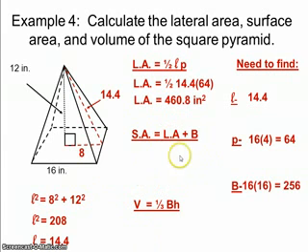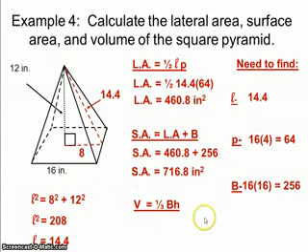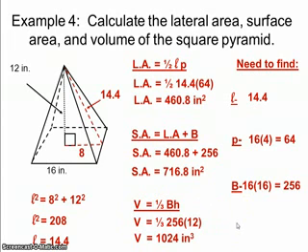Surface area is the lateral area plus the base, which we found over here. Add those together. Surface area is 716.8 square inches, and the volume is 1/3 the area of the base times height, 256 times 12, and the volume is 1024 cubic inches. And that is your examples on how to find lateral area, surface area, and volume of the square pyramid.